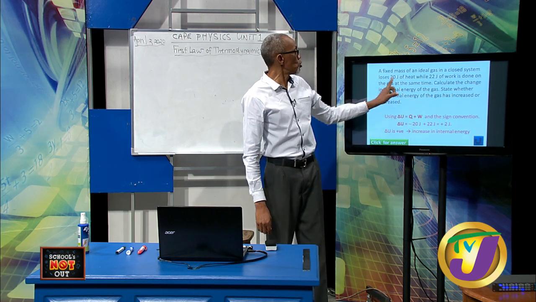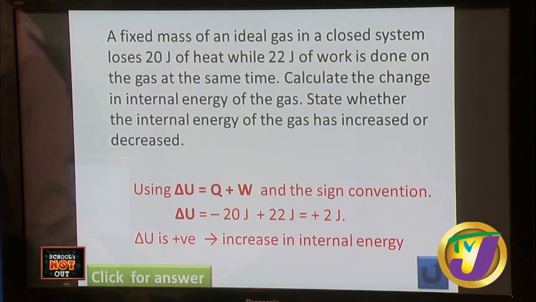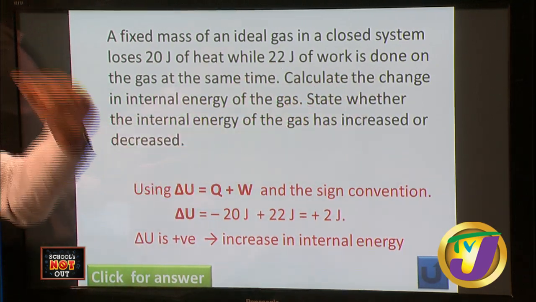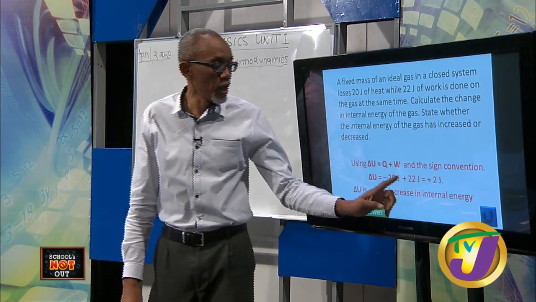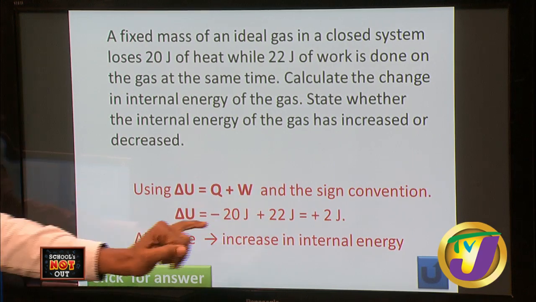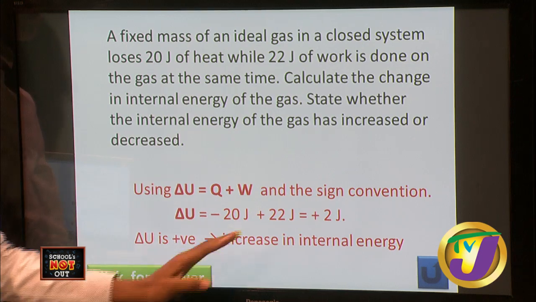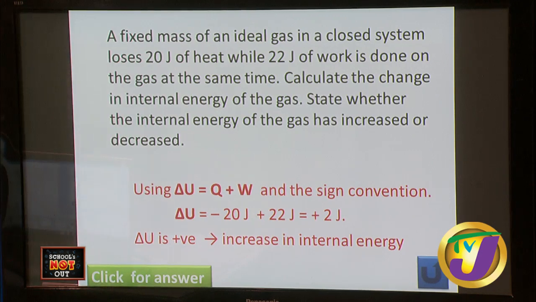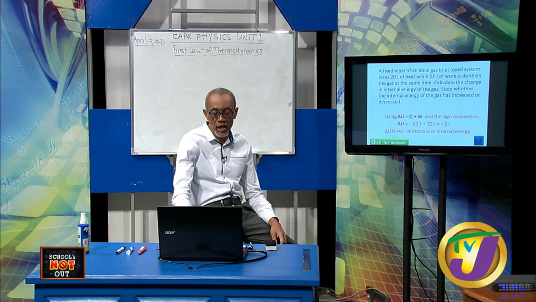Q is negative 20 joules because the system loses 20 joules of heat. Heat is leaving the system, so Q is negative, and 22 joules of work is done on the gas. The gas is compressed and it's losing heat at the same time, and so W is positive, so the change in internal energy would be negative 20 plus 20, which would be 2 joules. Since delta U is positive, it means that there is an increase in the internal energy of the gas, so the molecules of the gas would have been moving faster at the end of that process.